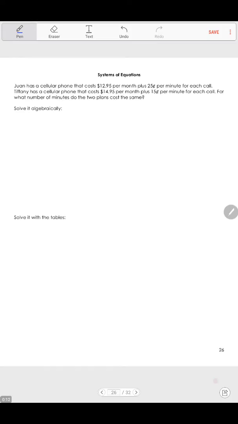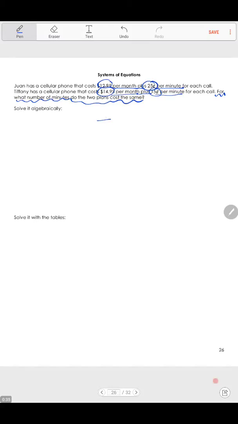So Juan has a cellular phone that costs $12.95 per month plus 25 cents per minute for each call. Tiffany has a cellular phone that costs $14.95 per month plus 15 cents per minute for each call. For what number of minutes do the two plans cost the same?